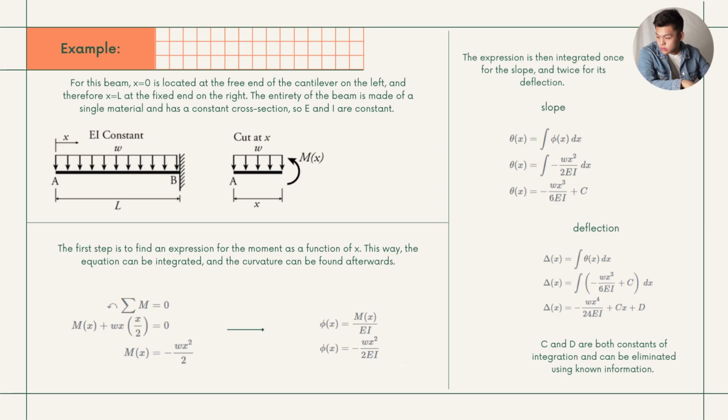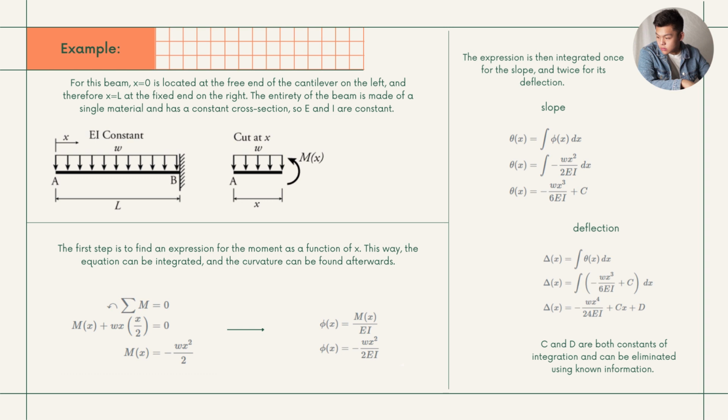This integration process will be illustrated using the example cantilever shown in the slide. For this beam, x equals 0 is located at the free end of the cantilever on the left, and therefore x equals L at the fixed end on the right. The entirety of the beam is made out of a single material and has a constant cross-section. So therefore, E and I are constant, meaning that neither of them is a function of x.